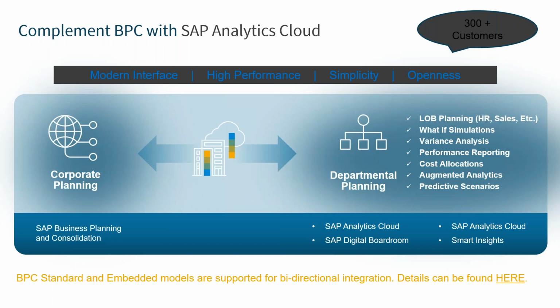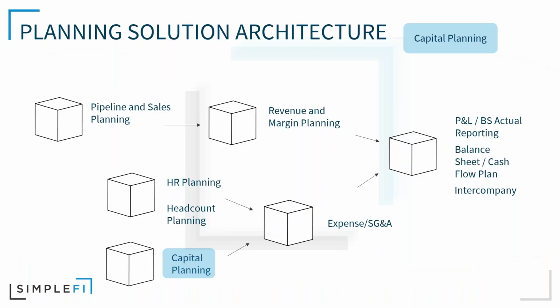SAP Analytics Cloud has the ability to do both corporate high-level planning, but also detailed departmental planning. Very flexible tool. You can plan at a lot of different levels of granularity across different lines of business. What we're focusing on here, again, is capital planning, but it is part of a broader architecture that often includes HR planning, revenue planning, expense planning, as well as high-level P&L balance sheet planning, all part of an integrated solution. We build models for each of these solutions, and then we have integration touch points that connect them all.